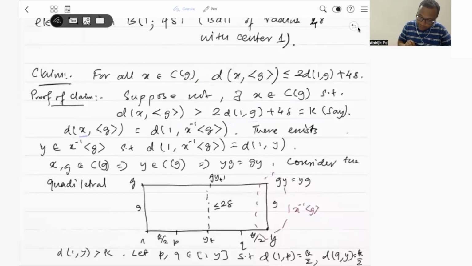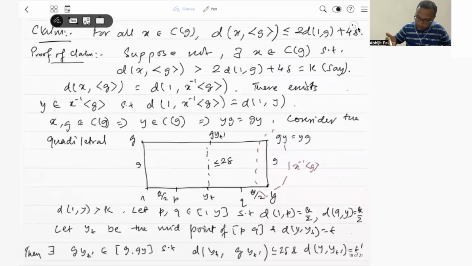So the distance between x and the cyclic subgroup is equal to the distance between 1 and x inverse times the group generated by g. So therefore there will exist y belonging to x inverse times this cyclic subgroup generated by g such that the distance is equal to the distance between 1 and y. Okay. So we have taken this x to be in the centralizer. g also lies in the centralizer of this element g.